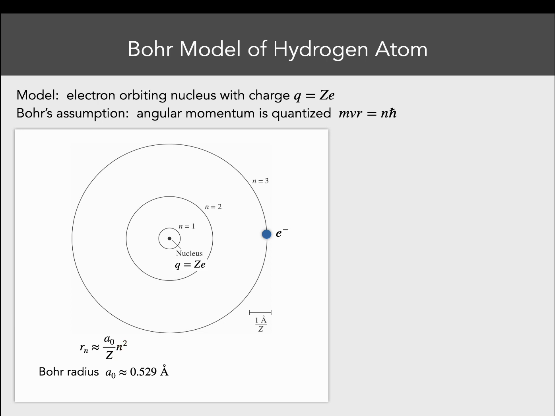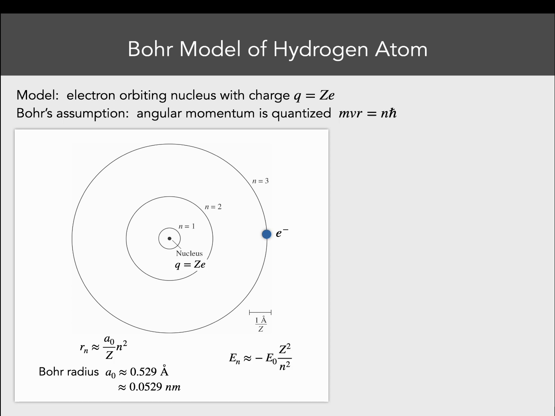a naught, the Bohr radius, is equal to about half an angstrom, and an angstrom is a tenth of a nanometer. So one angstrom is 10 to the negative 10th meters, whereas a nanometer is 10 to the negative 9th meters. So the Bohr radius is 0.05 nanometers approximately.